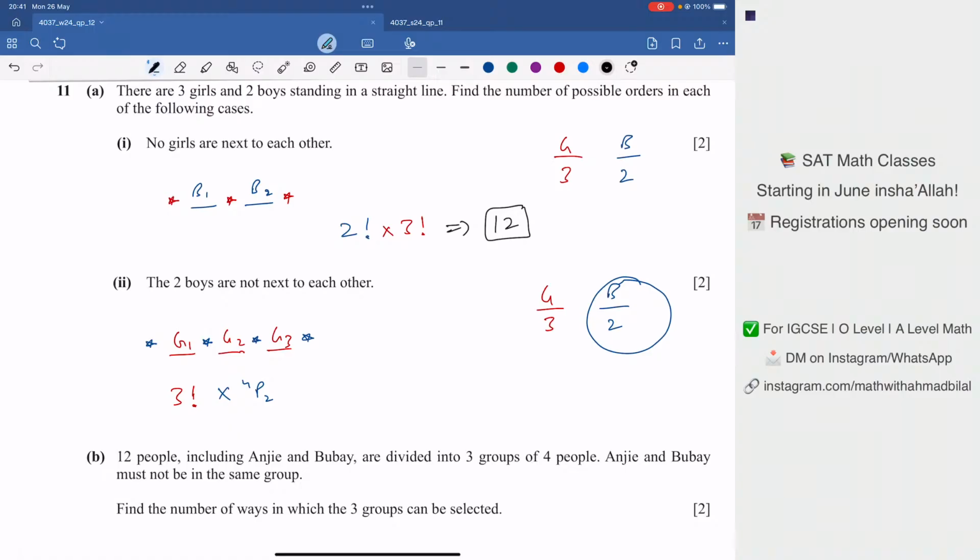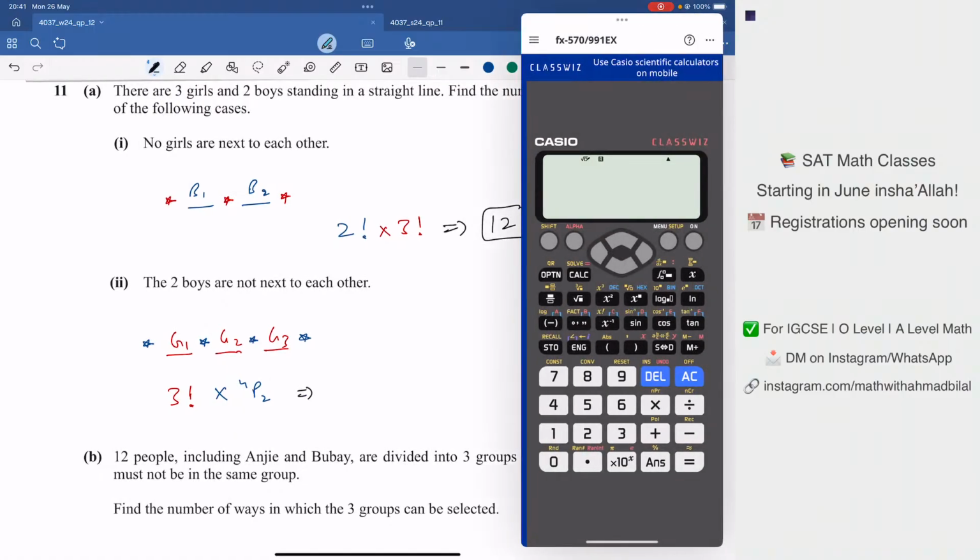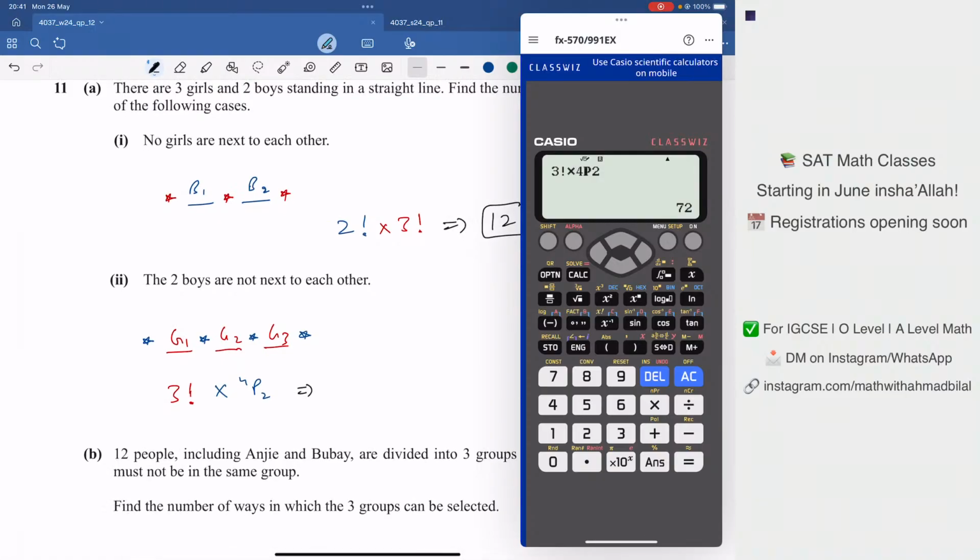Put this in your calculator, see what that gives you. 3 factorial into 4P2, and that should be your answer. Let's figure this out. 3 factorial times 4P2. And that's giving me 72. That's the final result that we get from this.